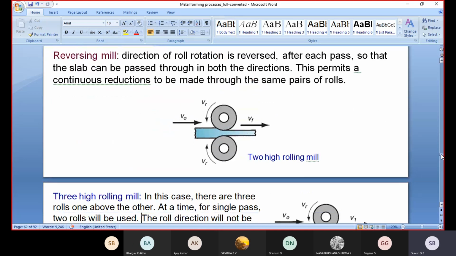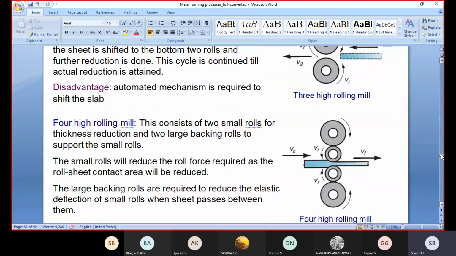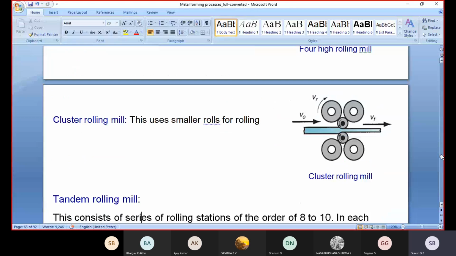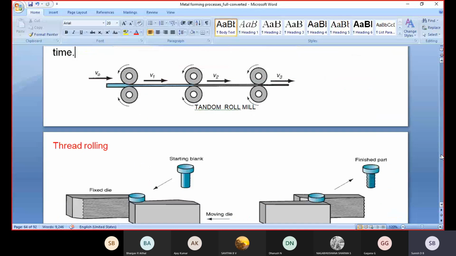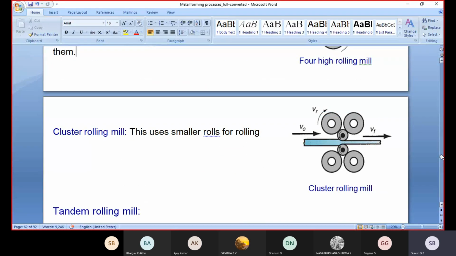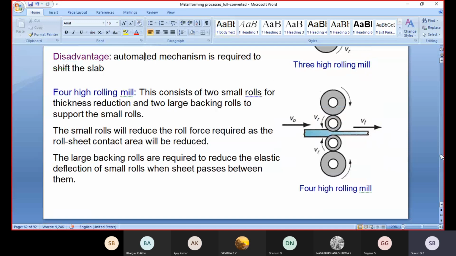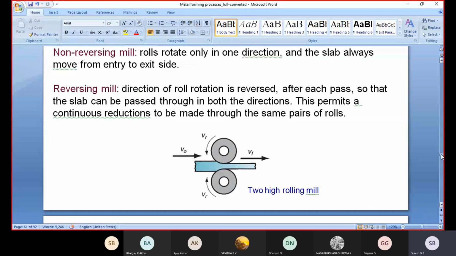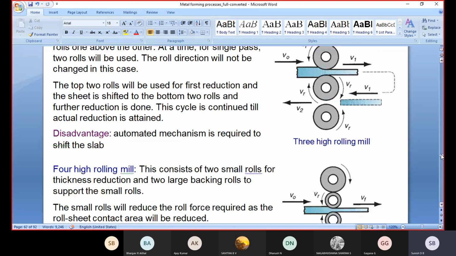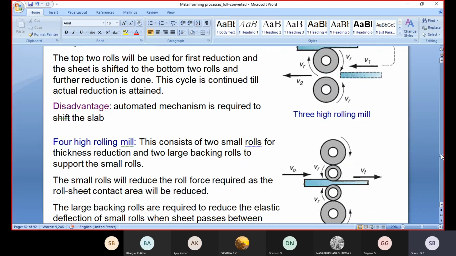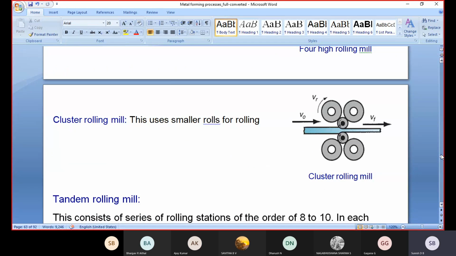The first one is the two high roll mill. The second is the three high roll mill, then the four high roll mill, the cluster roll mill, and the last one, the tandem roll mill. These are the different roll mills used in the rolling process. In the next class I will explain how to reduce the thickness of material in a two high roll mill, then what is the need for a three high mill, how to use four high roll mills, and what is the requirement of the cluster roll mill.